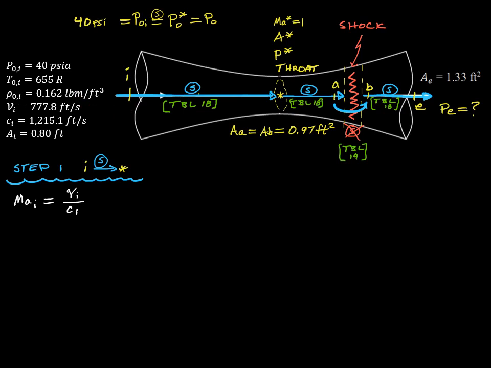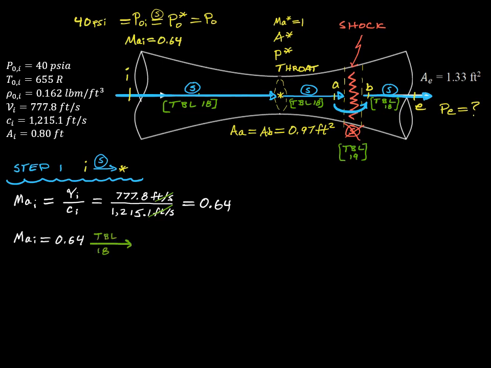We're given both the velocity and the speed of sound at state I, or at the inlet. So we can get the Mach number, velocity divided by the speed of sound. We put those values in, units cancel, and we're left with a Mach number of 0.64. So this is subsonic, although the Mach number definitely indicates that we have compressibility effects. We can note that down up top: our Mach number is 0.64.